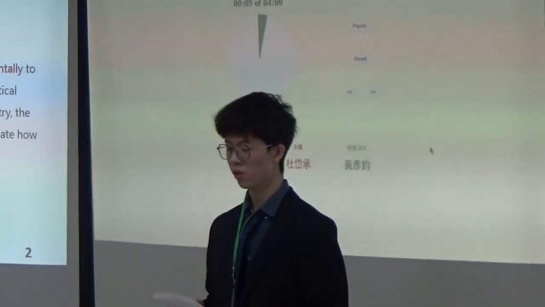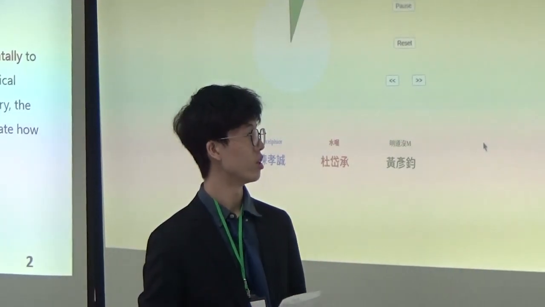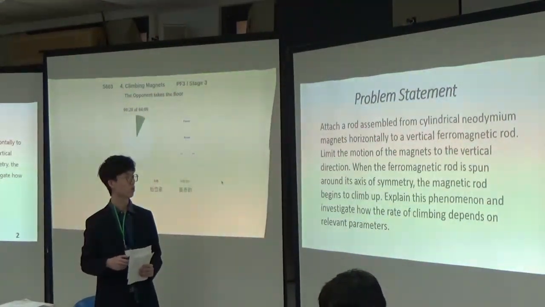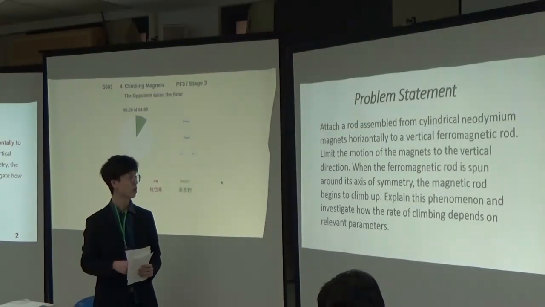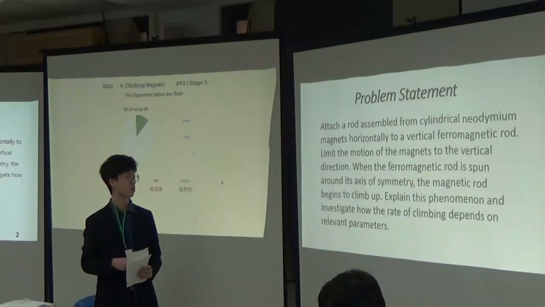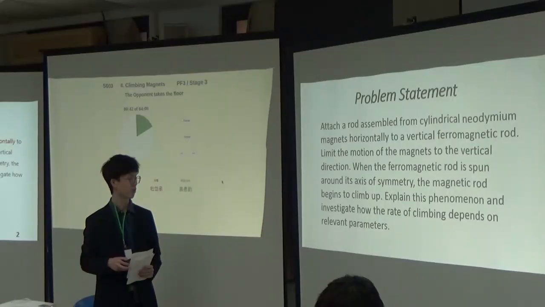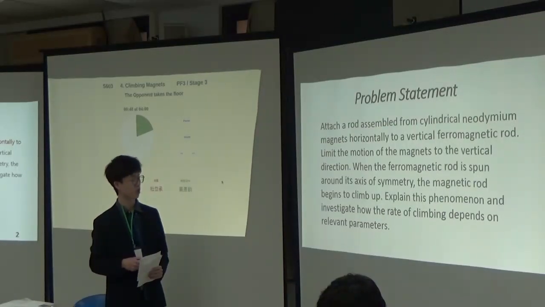Okay, I'm the opponent from the team. Problem statement: the touch rod assembled from a cylindrical neodymium magnet horizontally on a vertical ferromagnetic rod limits the motion of the magnet to the vertical direction. When the ferromagnetic rod is spun around its axis of symmetry, the magnet begins to climb up. Explain this phenomenon and investigate how the rate of climbing depends on relevant parameters.